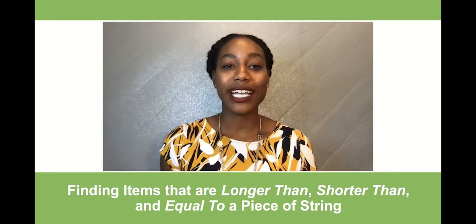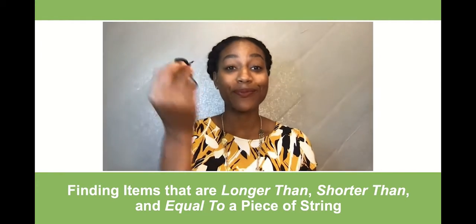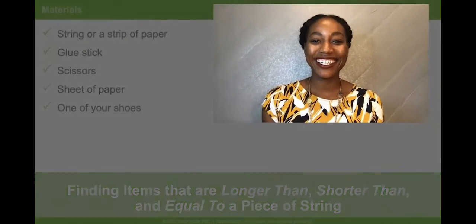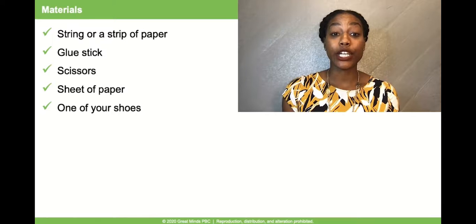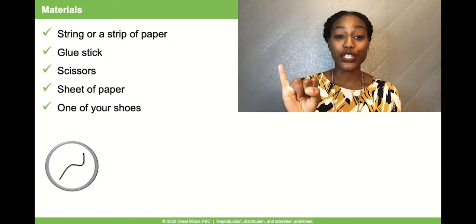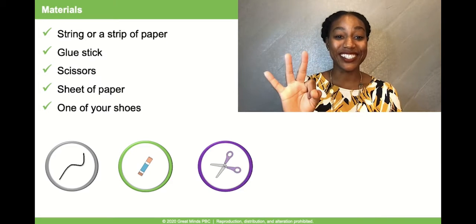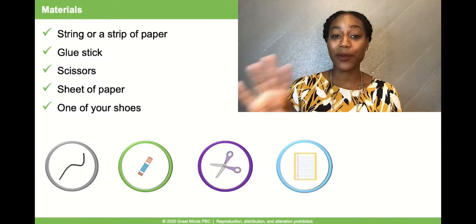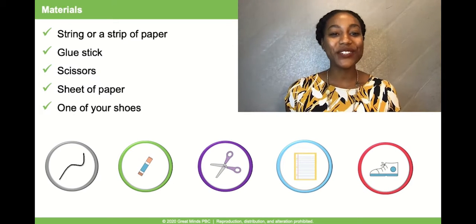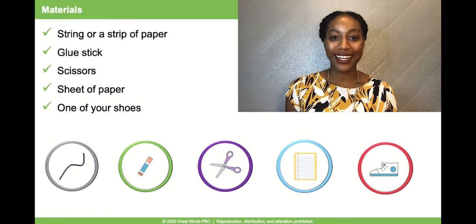Today we will be finding items that are longer than, shorter than, or equal to this string. For today's lesson, you will need 5 things: a string or a strip of paper, a glue stick, scissors, a sheet of paper, and one of your shoes. Pause the video now to collect your materials, and we'll be ready to go when you get back.